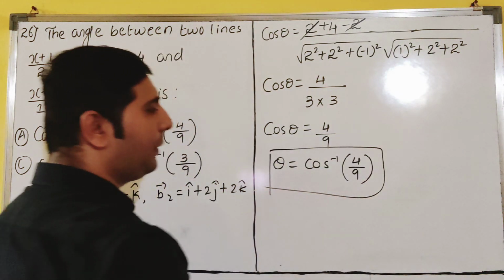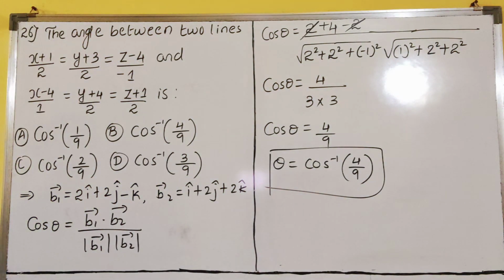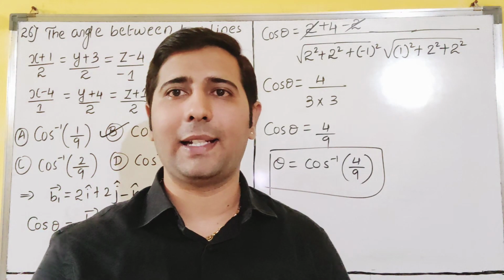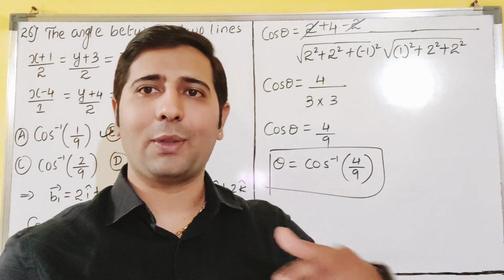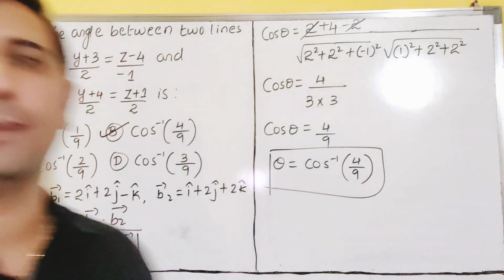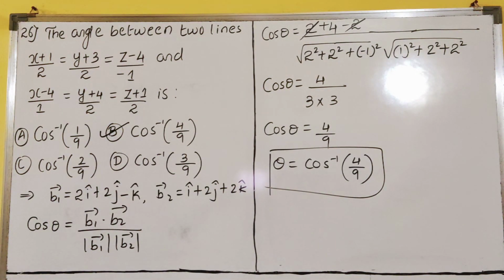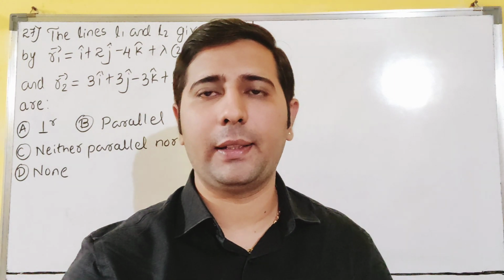So this is the angle between the two lines. So which option is matching here? That is matching with option B. So B for bingo is our answer, dear students. I hope you are understanding. So we'll go for the next question. Please copy this. Next question we will see, dear students.